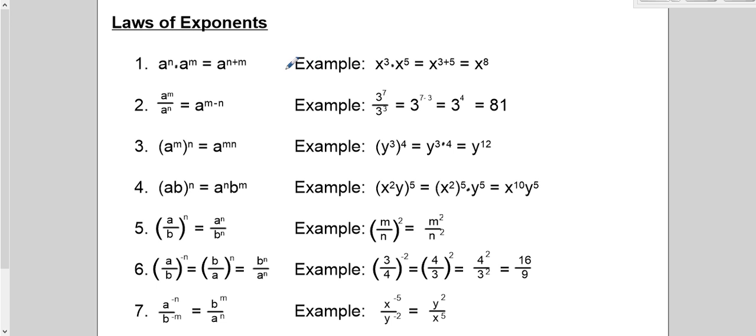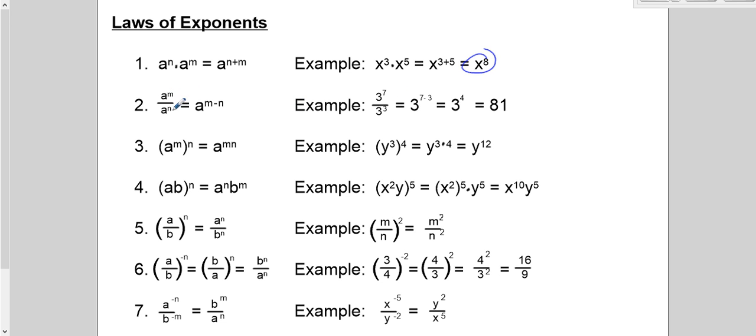And therefore, an example of that would be x to the third times x to the fifth. I have a common base number. I'm going to add these exponents, so 3 plus 5 to get 8. My final answer would be x to the 8th.